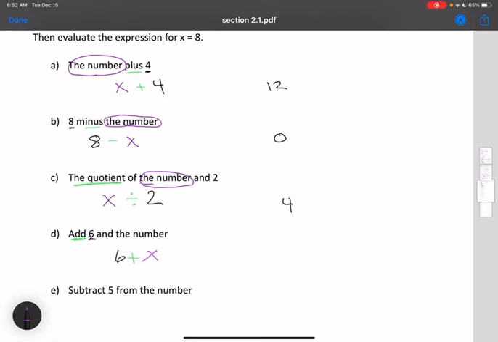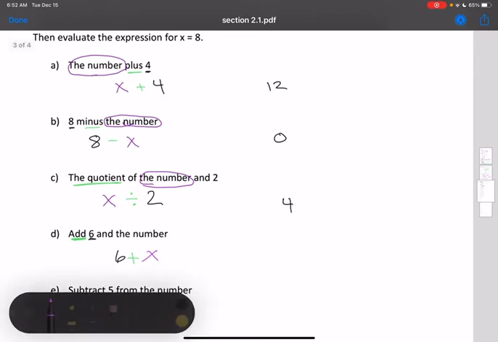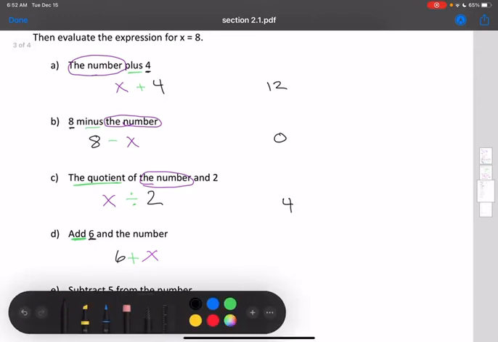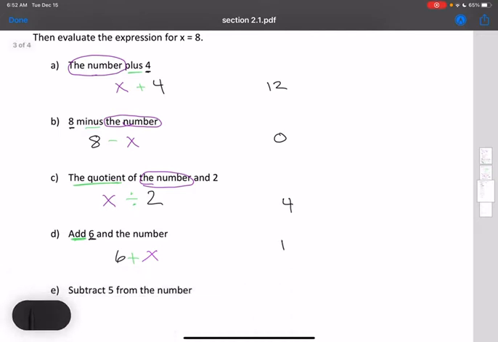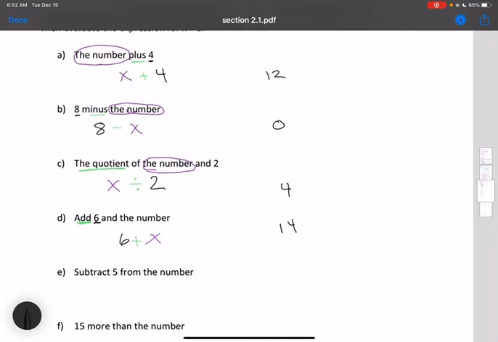Do you think I would accept x plus 6? I would in this case, because the answer would still be the same. You would still be adding 6 and the number. It would just be the number and 6. So I'm not super picky on that one. On the next one, though, I will be, because it would be different. So if I plug in my 8, 6 plus 8, I get 14. Or if you did x plus 6, you would have also gotten 14.